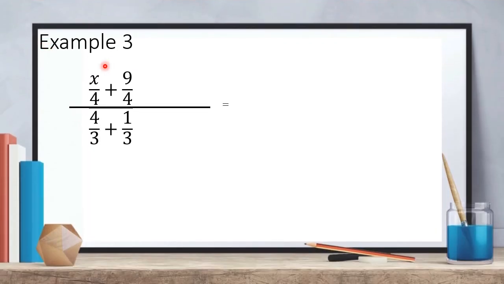Example 3. In the numerator, I have two fractions, and also in the denominator, I have two fractions. So I should recognize the numerator and simplify it by adding the two fractions, and also simplify the denominator. Luckily, I have the same denominators on top, and also on the bottom, 3 with 3. So I can add them, and x plus 9 stays x plus 9 because there is nothing to combine.